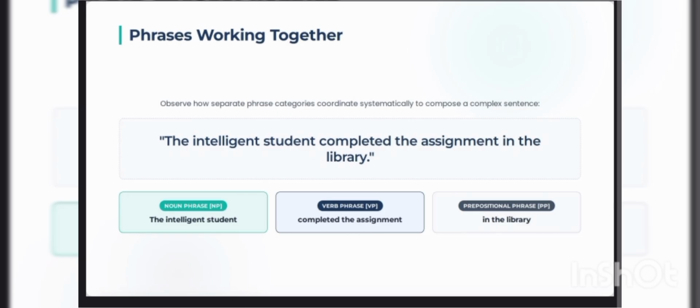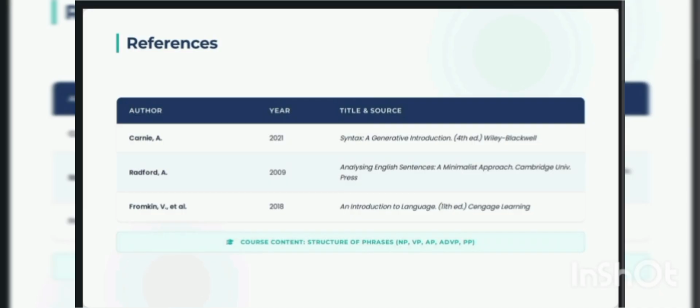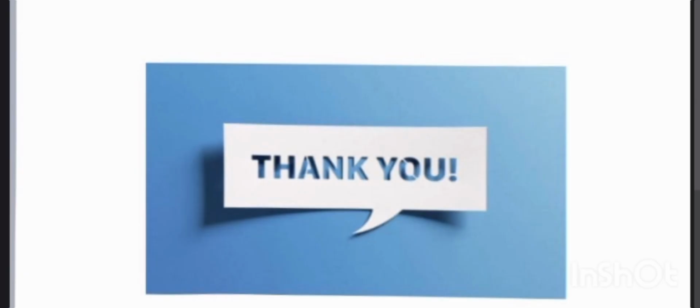So, if we conclude the whole topic, we can say that a phrase is a group of words functioning as a single grammatical unit. Phrases are essential for organizing language and creating meaning.